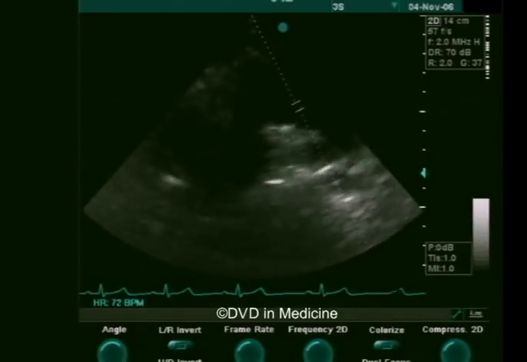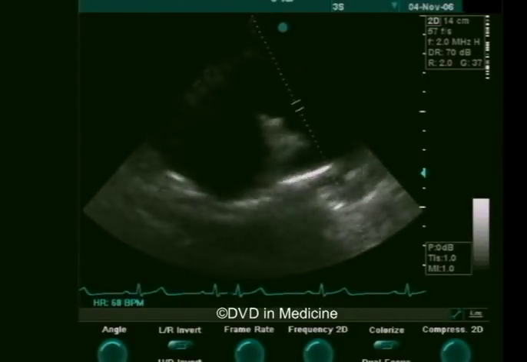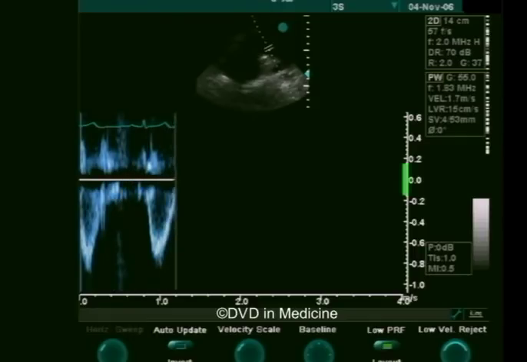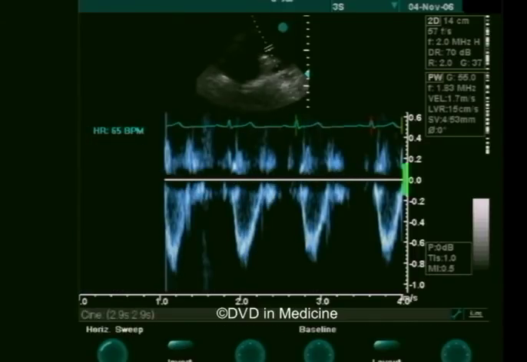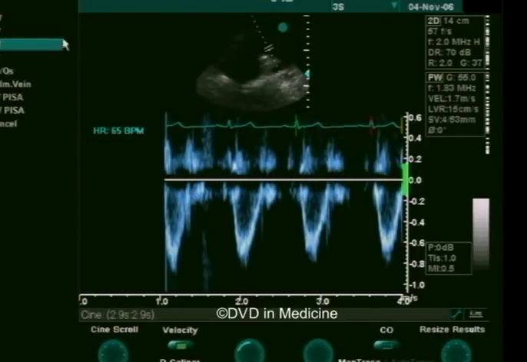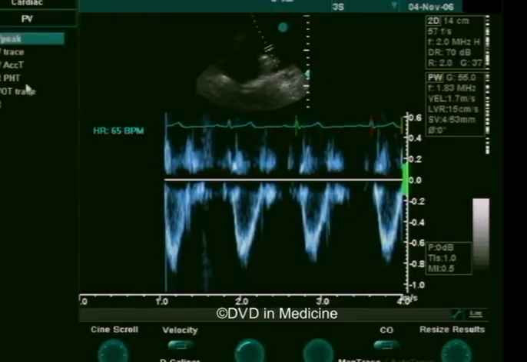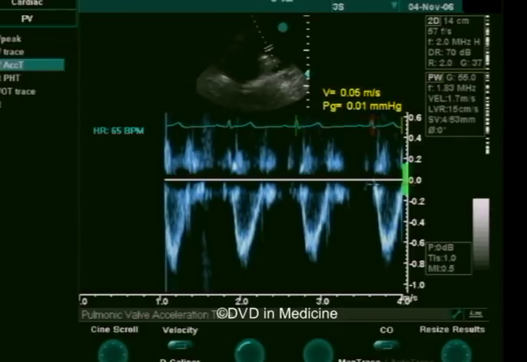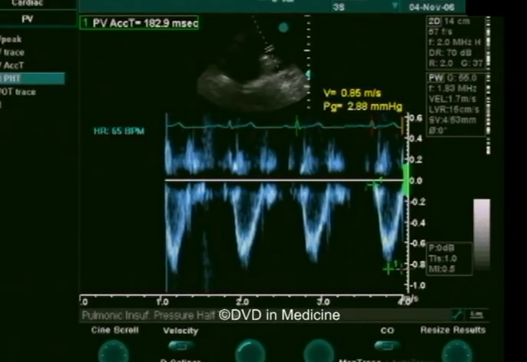Doppler recordings of the pulmonary artery velocity can provide the assessment of the pulmonary artery pressure. For this, one measures the acceleration time, the time between the onset of the flow to the peak systolic flow. When pulmonary artery pressure goes up, the acceleration time becomes shorter.